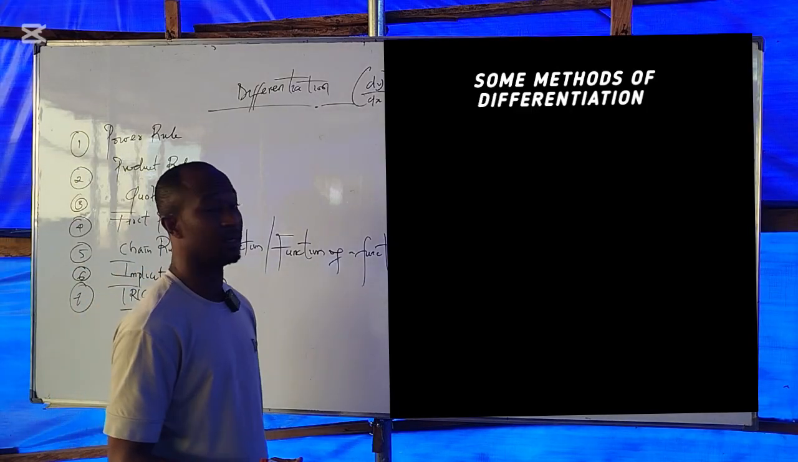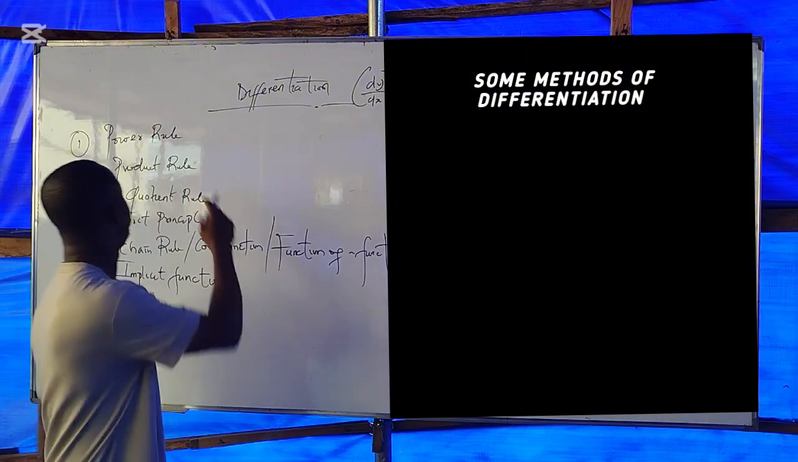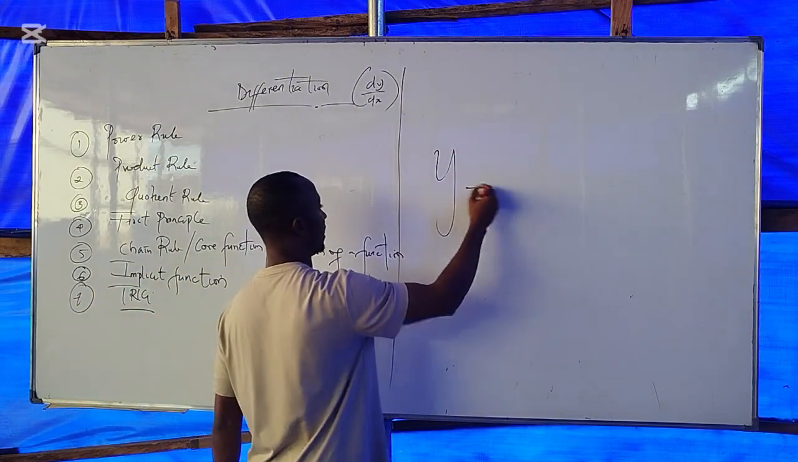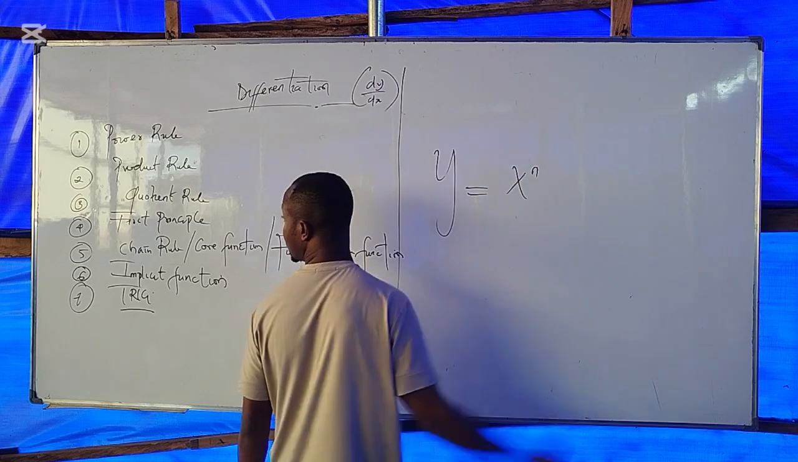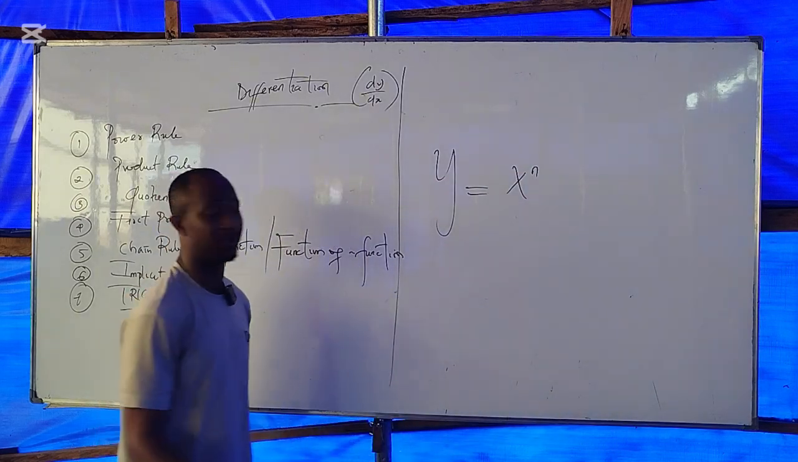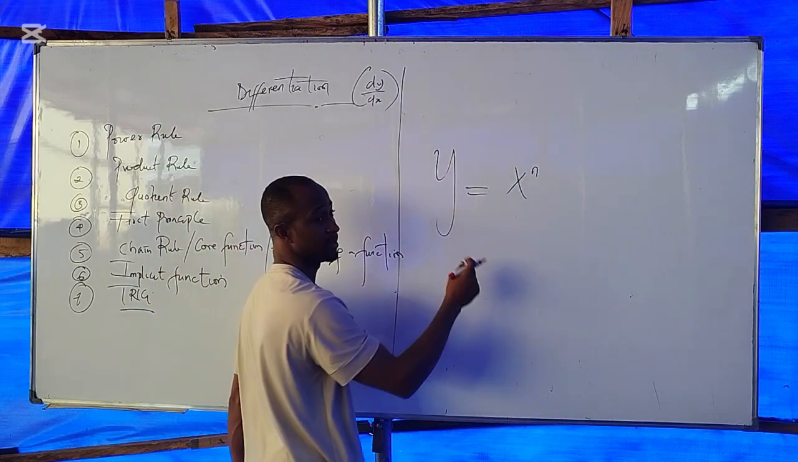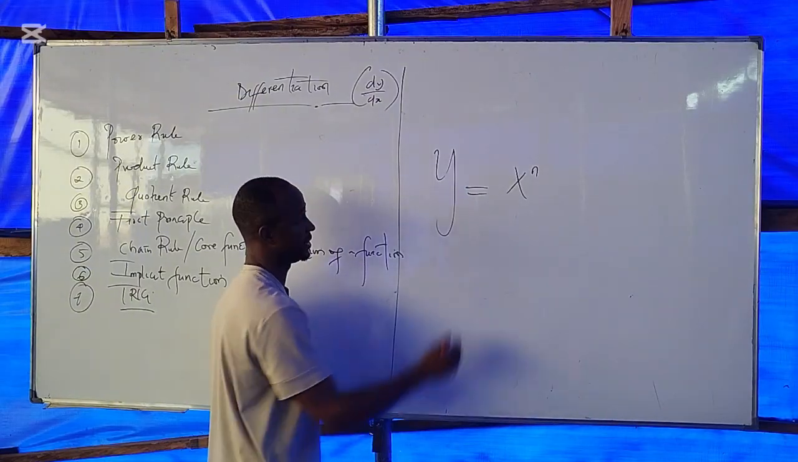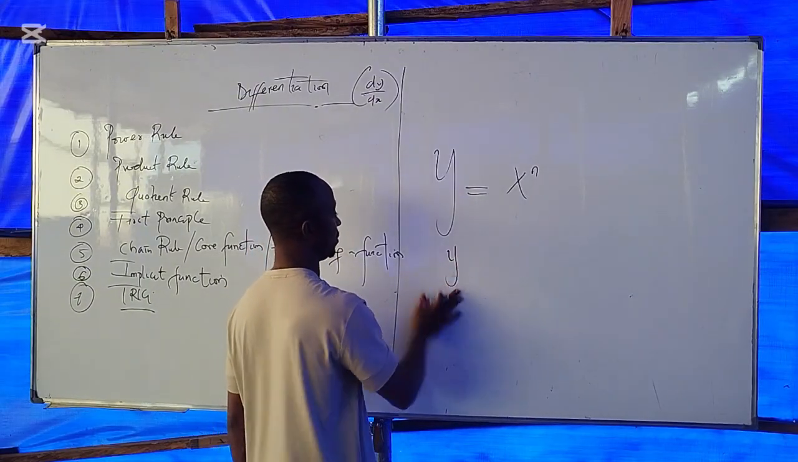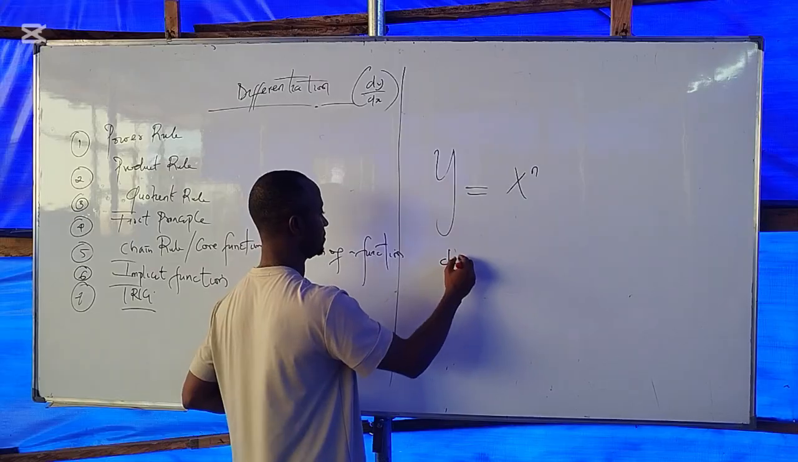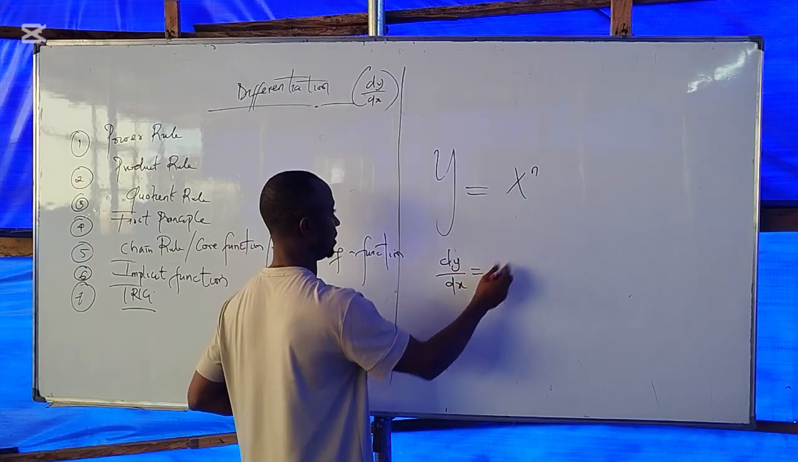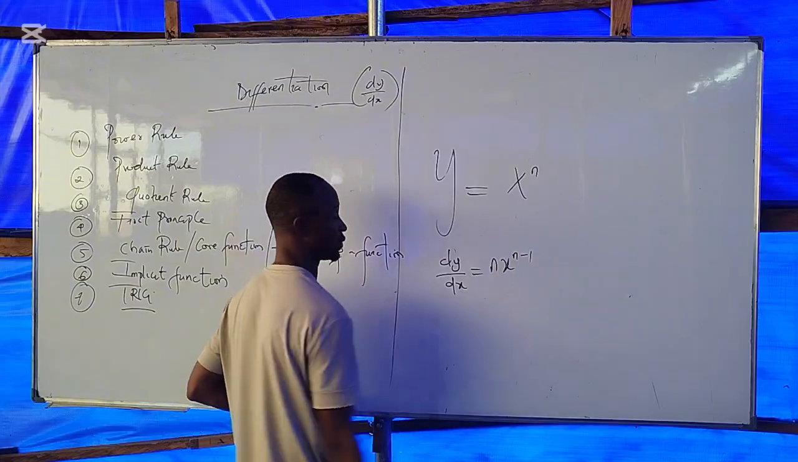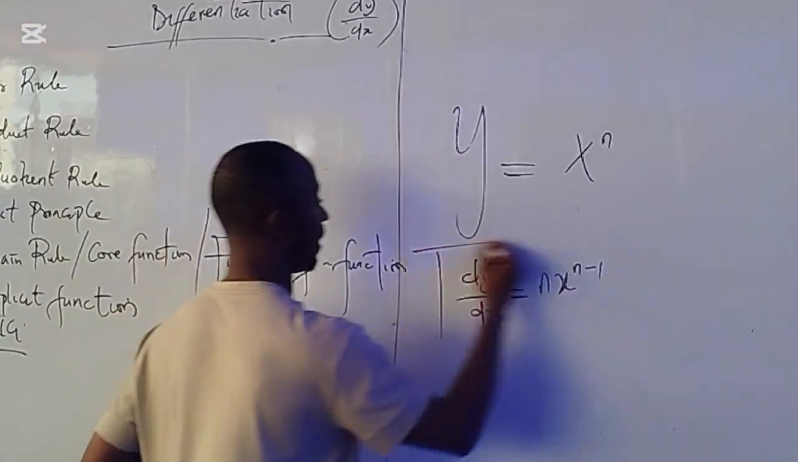Now, for the general or power rule of differentiation, if we have y equals x raised to power n, the rule says multiply the power n by the coefficient of x, and subtract 1 from the power. That means dy/dx becomes n times 1, which is n, x raised to power n minus 1, isn't it?